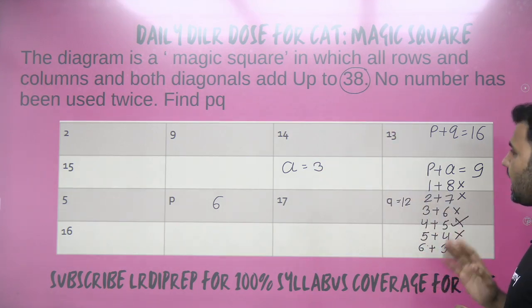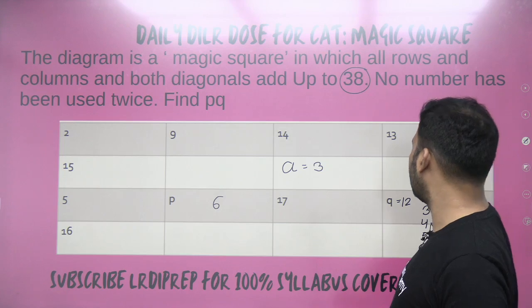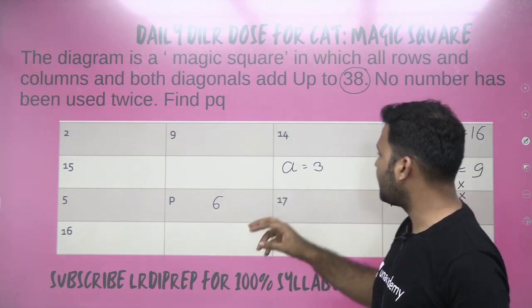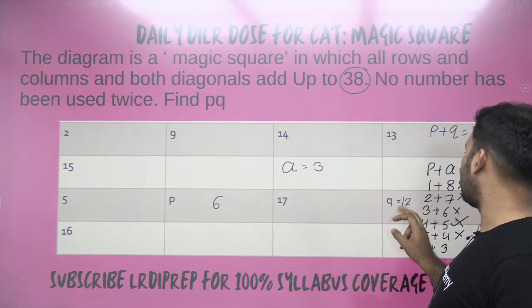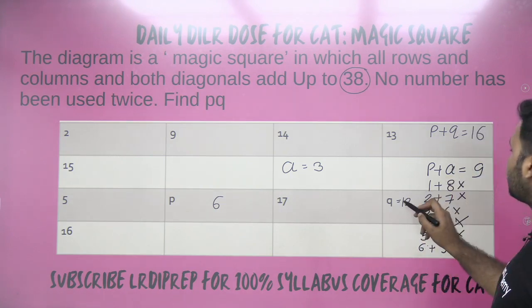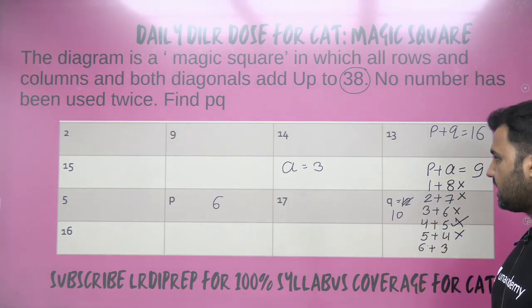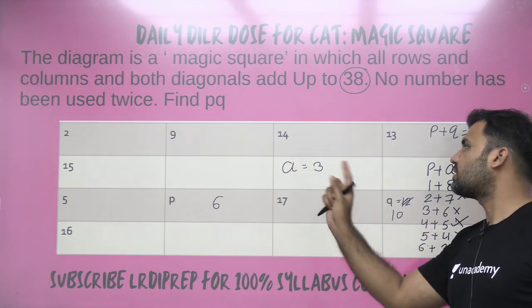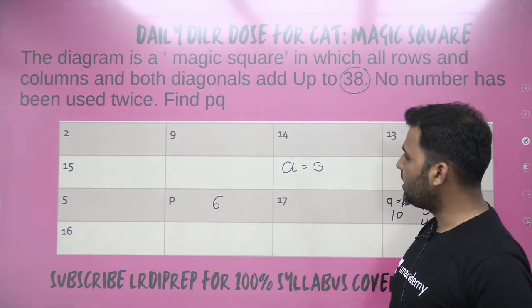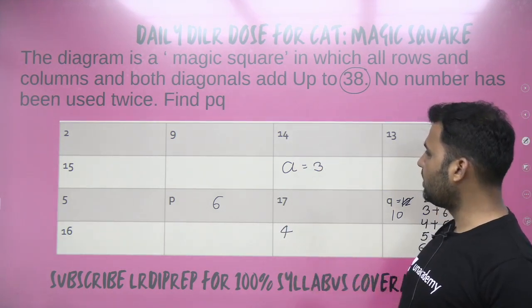If P is 6, A has to be equal to 3 here. Now A is 3, right? Now in this case you see that if P is 6, then I'll have to use Q as 10. In that case Q will be 10, right? And 14 plus 3, 17, 17 plus 17 is 34 plus 4. So this value will be 4.